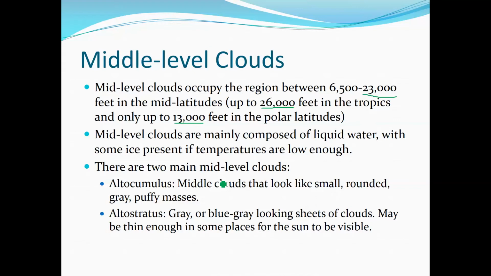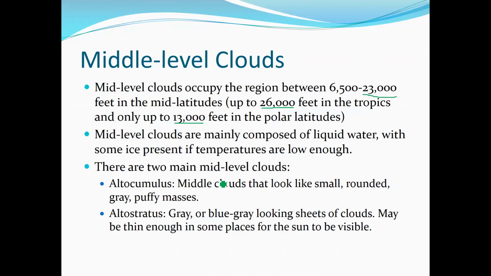And the reason why this happens is in the tropics, the air is really warm. And so the atmosphere is thicker in the tropics. Whereas in the polar latitudes, the atmosphere is a lot shorter. It's a lot thinner. It's not nearly as thick. It's not nearly as tall in the polar latitudes. You don't have to really worry about that. I just want you to know that the middle level represents the middle portion of the troposphere.